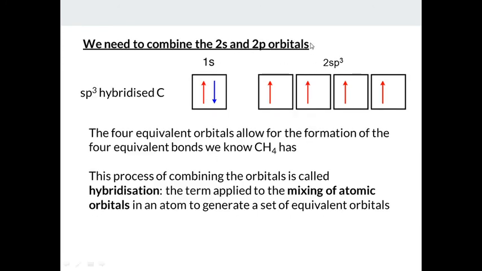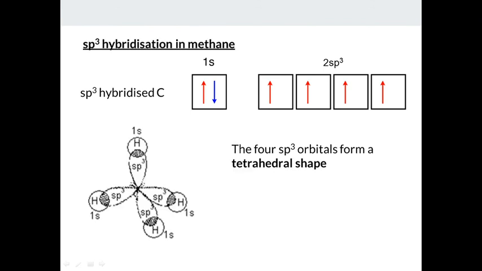And so we combine the 2s and 2p orbitals to form 4 equivalent orbitals, and we call this 2sp3, right? 2 for the quantum shell, the electronic shell, n equals 2, and sp3 because it is formed from the mixing of 1 s orbital and 3 p orbitals. So now we form 4 equivalent orbitals, allowing for the formation of the 4 equivalent bonds that we know methane has. This process of combining the orbitals is called hybridisation, the term applied to the mixing of atomic orbitals, or if you want, the superposition of atomic orbitals in an atom to generate a set of equivalent orbitals. And we know from mathematical calculations that the 4 sp3 orbitals form a tetrahedral shape, nicely agreeing with both VSEPR theory and our experimental observations.